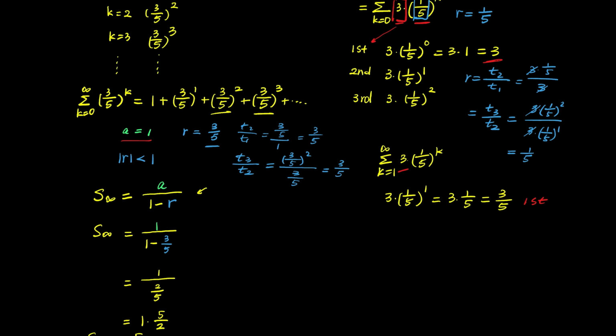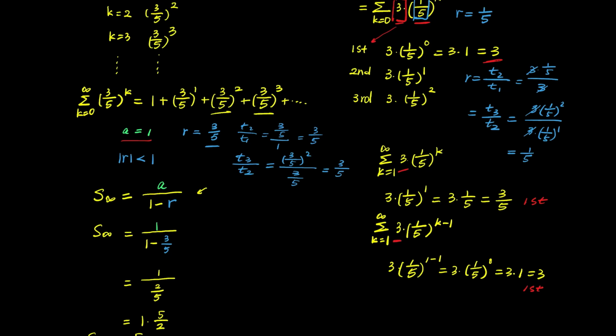Let's consider another example. Sigma k still starts from 1 to infinity, but this time the expression is changed to 3 times 1 over 5 to the power of k minus 1. Here the first term occurs when k equals 1. Then we have 3 times 1 over 5 to the power of 1 minus 1, which equals 3 times 1 over 5 to the power of 0, which equals 3 times 1 equals 3. So in this case, the factor 3 is the first term again.